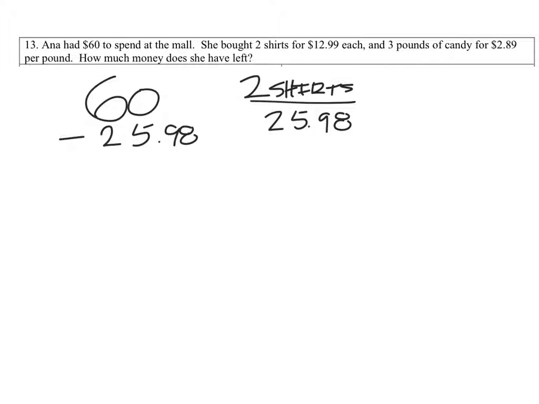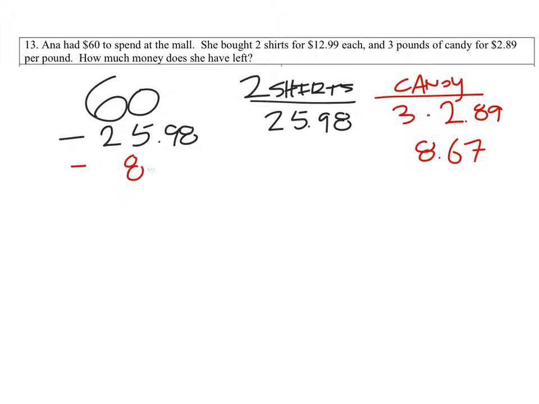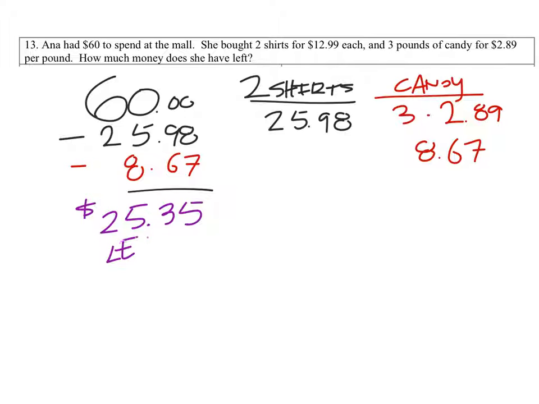But then we got the candy, which had 3 pounds for $2.89, and that came to a total of $8.67. So we would subtract that out of her total as well. So if we tag on a couple zeros and use a calculator, we get $25.35 left. Bam.